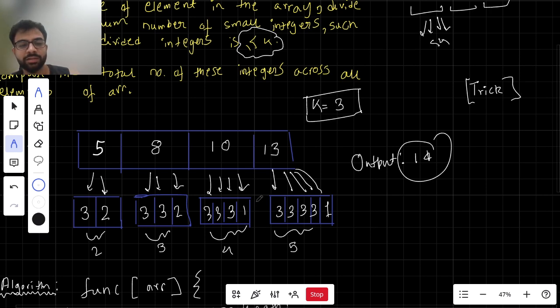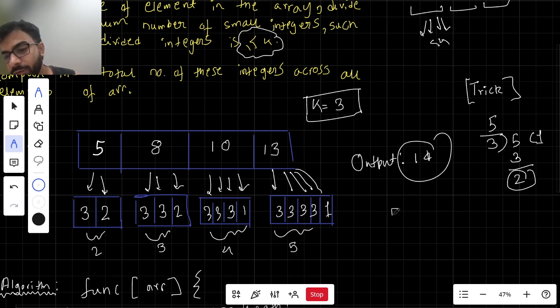The trick will look like this. If I have 5 and my k value is 3, is 5 completely divisible by 3, or by the k value? If I do the division of 5 by 3, I can put only one value of 3. That leaves me with a remainder of 2. That means I have to put a 2 over here. So when I write 5, I can write it like this: I'm going to put 3.